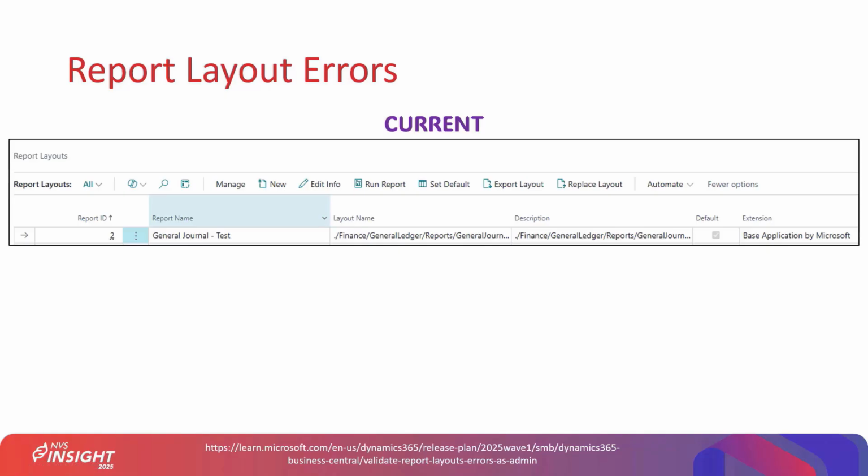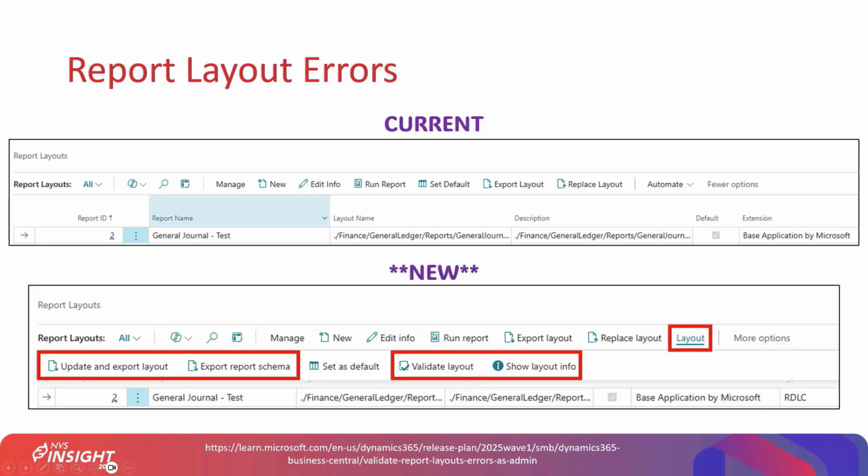Something else I'd like to talk about is some new options with report layouts. The current report layouts page looks as such, and we will notice that with the new report layouts page, we have a new action on the action bar called layout with some additional options like update and export layout, export the report schema, validate the layout, and show the layout information.